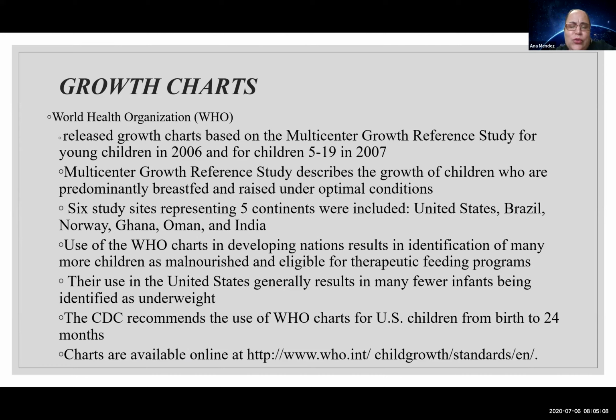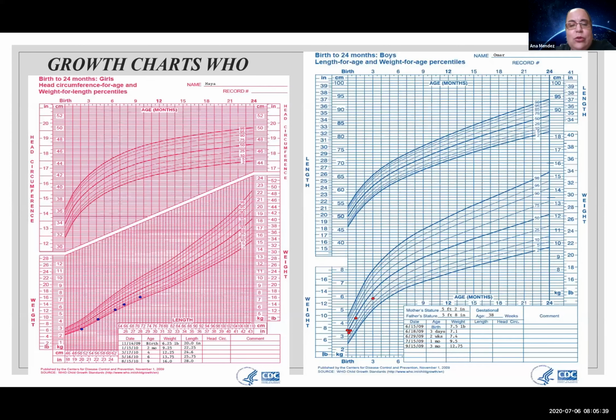Before, we used to use CDC growth charts, but CDC growth charts are based on white children in the 60s. So the measurements do not apply to the general population, especially before the age of 2. And that's why several years ago, it was decided that to be more accurate with our diverse population, we were going to use the WHO charts before the age of 24 months. So these are the charts that we usually use.